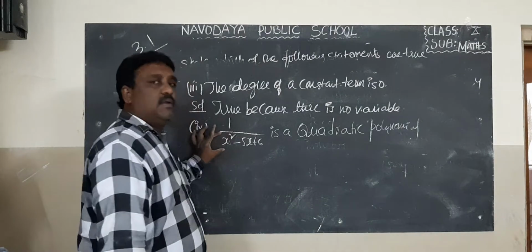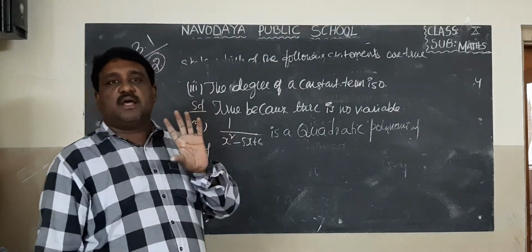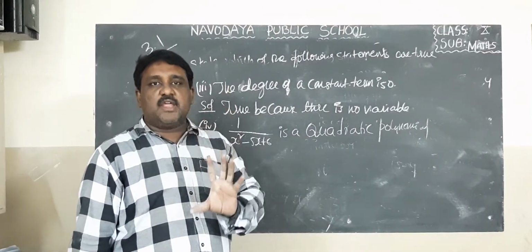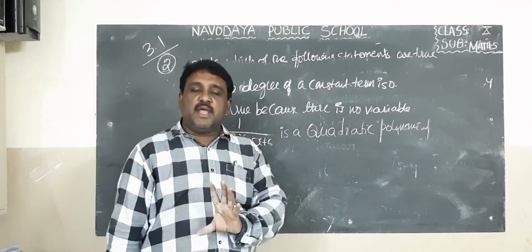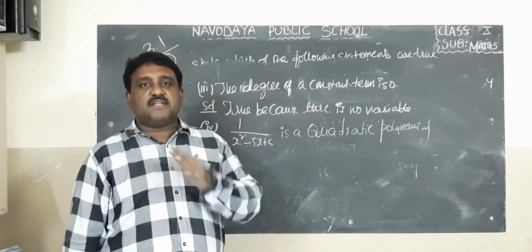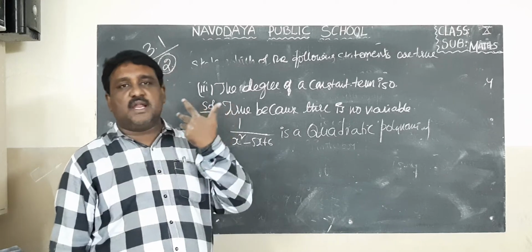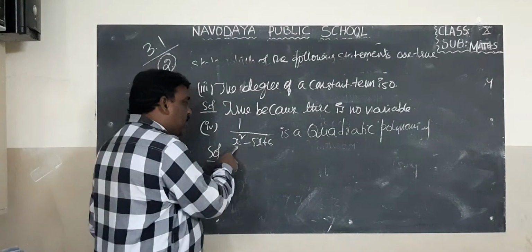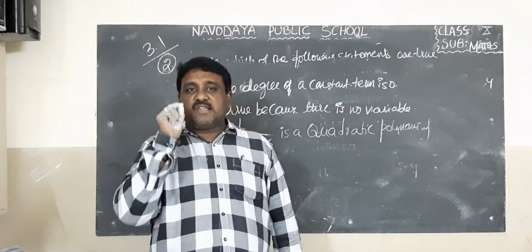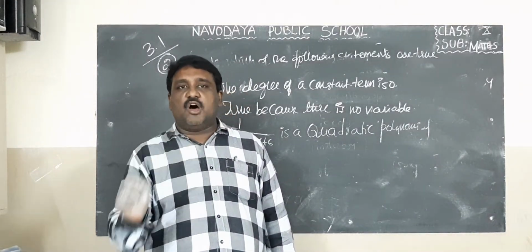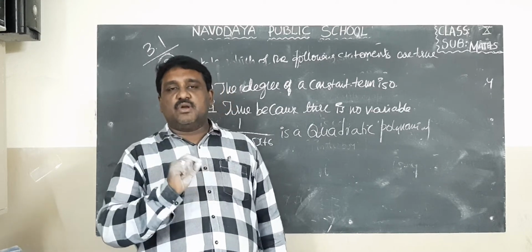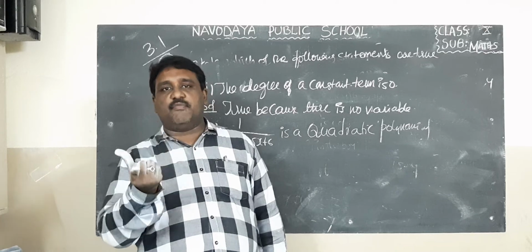Where is the variable? Lies in denominator. Variable lies in denominator. First, it is not a polynomial. Okay, remember, it is not a polynomial. So automatically it is not a quadratic polynomial. Variable lying in the denominator is not a polynomial. So then there is no need to discuss what type of polynomial it is.